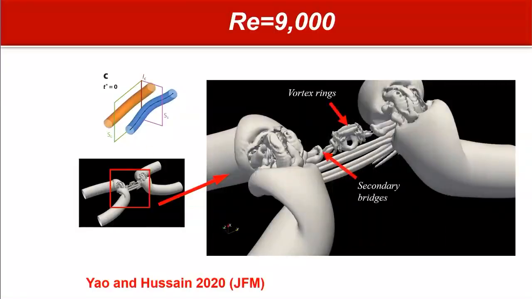He, with Jie Zhao, recently did interesting studies of vortex reconnection at high Reynolds numbers. And one important thing is he found that previously we thought of very simple threads, but as you increase Reynolds number, these threads become very complex with many different vortical structures in between. You can even find some vortex rings, secondary bridges, and so on. So it's not as simple as we thought initially.